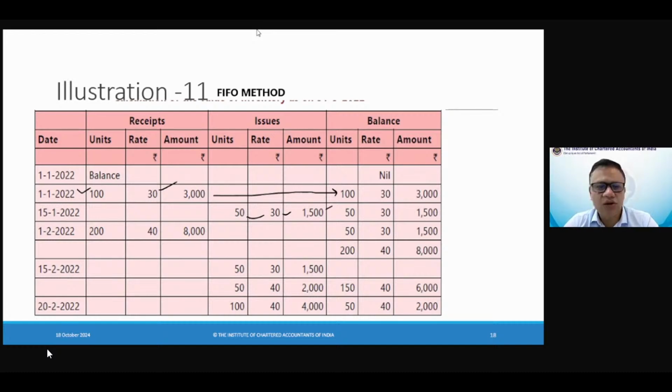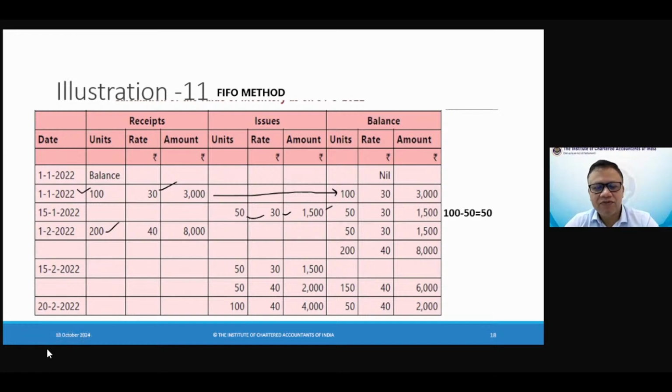So the balance is now out of 100, 50 gone, issued. So the rest 50 remained out of 100 minus 50. So your 50 and 30, it becomes 5 into 3. Again, it became 1,500 is the balance. The balance became 50 into 30, 1,500.